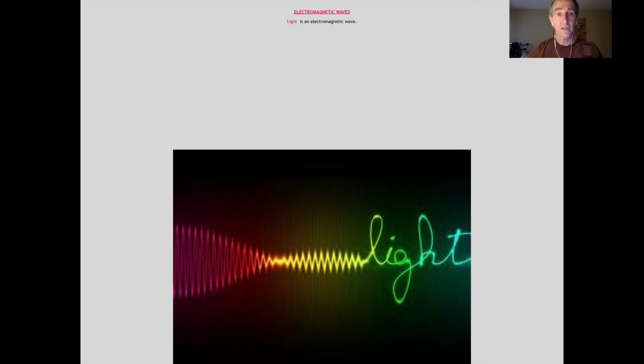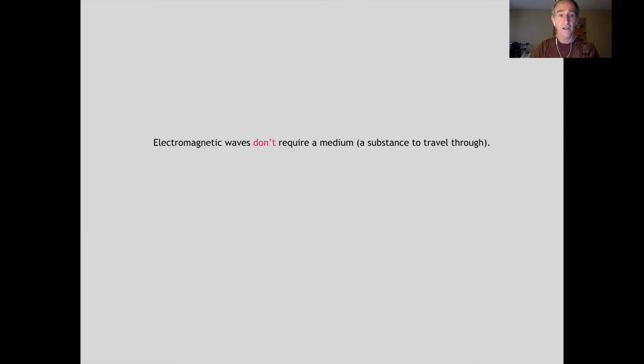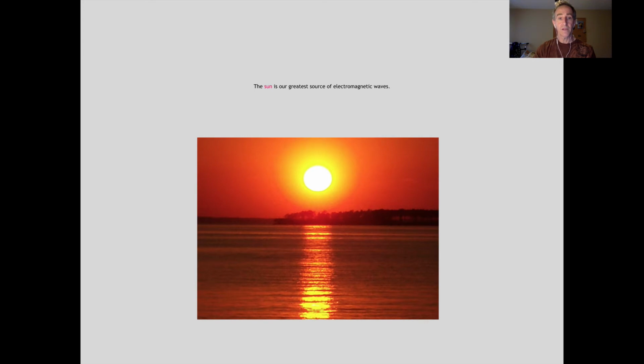Electromagnetic waves. Light is an electromagnetic wave. Electromagnetic waves don't require a medium, a substance to travel through. Light is carried by electromagnetic waves. The sun is our greatest source of electromagnetic waves.